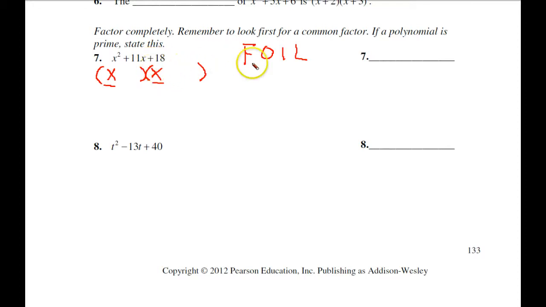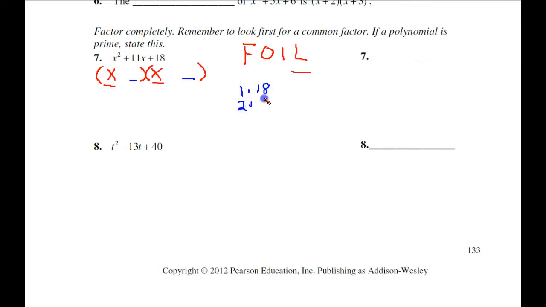Okay, now we're going to do it out of order a little bit. We're going to look at the last term. Now, for the last term, we multiplied this by this. These are the last spots. And we got an 18. And we had to remember that later we multiplied the inners and outers and got this middle term. So here's where we think a little bit and we say, okay, what are the factors of 18? And you might start to list them. 1 times 18.